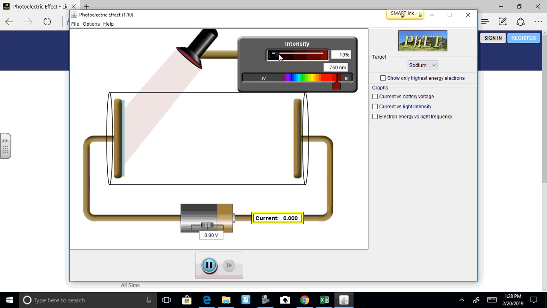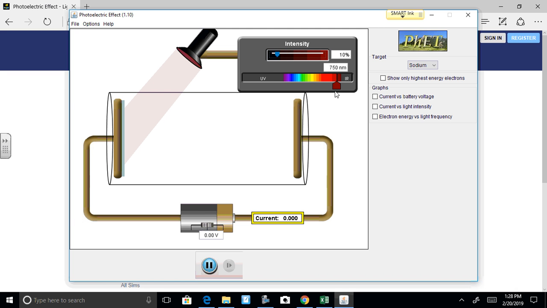The next one I'm going to do is we're going to set the intensity to 100%, keeping the same wavelength, and this is going to be your second picture. Notice what happened to the intensity of light over here. Now I'm going to drop the intensity back to 10%.